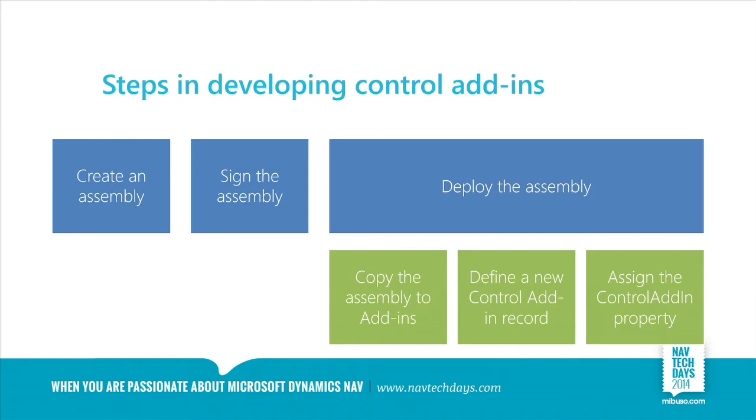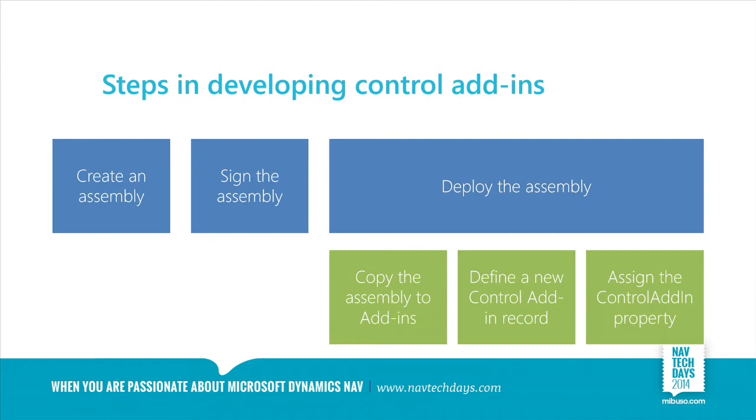So first thing is we need to create an assembly in Visual Studio. Then we need to sign that assembly. It is a prerequisite. Then we need to deploy this assembly. It's the same process as with regular .NET controls, or actually .NET assemblies. You just copy them. You must put them in the add-ins folder for the client. Remember one thing, control add-ins only work from the client add-ins folder.